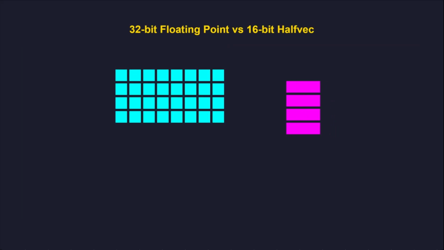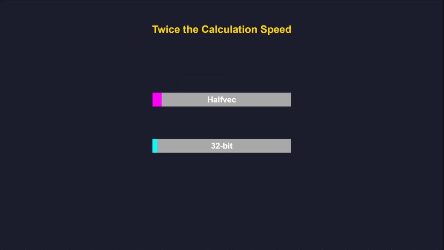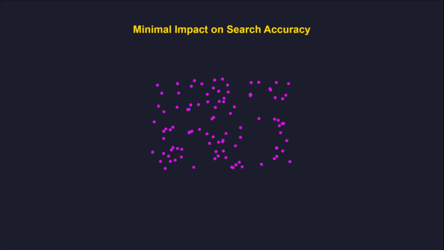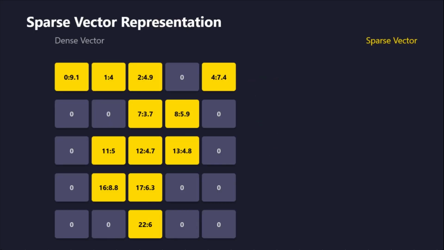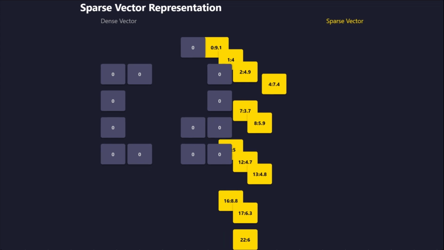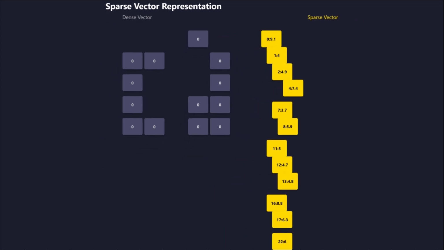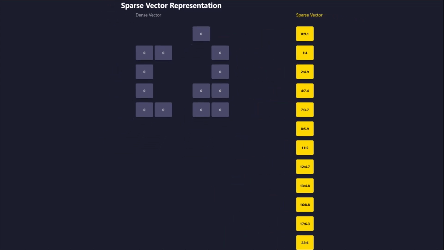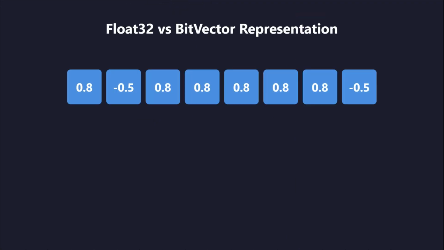The halfvec type uses 16-bit floating point numbers instead of 32-bit. This cuts the storage size in half and speeds up calculations with minimal impact on search accuracy for most models. Use the sparsevec type for vectors where most elements are 0. This storage method only records the non-zero values and their positions, significantly reducing the storage footprint for high-dimensional keyword-based vectors. Bit vectors store each dimension as a single bit.